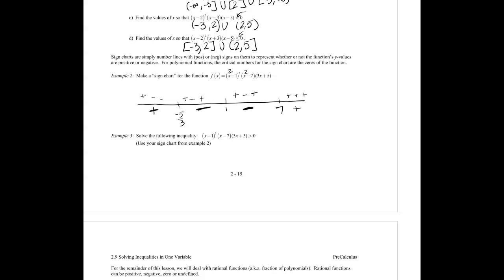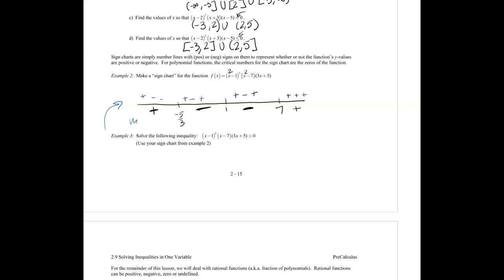My next one says solve the following inequality: (x minus 1) quantity squared times (x minus 7) times (3x plus 5) is greater than 0, and it says use a sign chart from example 2 in order to do this. Well, in order to use example 2, I'm going to have to actually look at the sign chart. So where is it greater than 0?